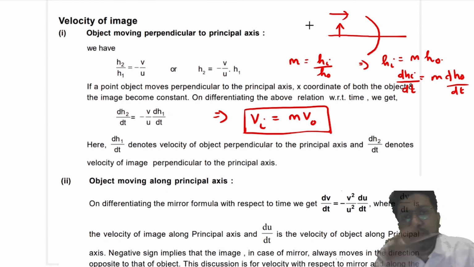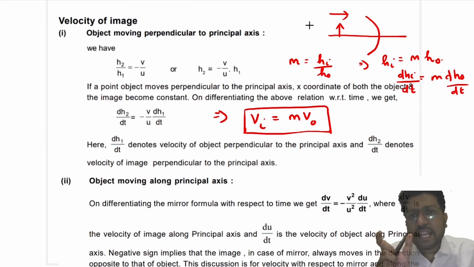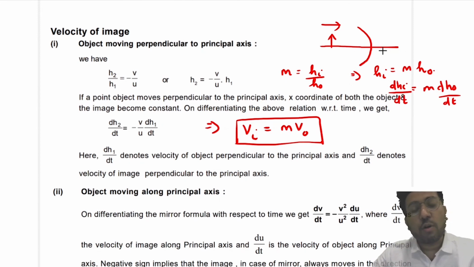But the second case is when the object is moving along the principal axis. When the object is moving along the principal axis, in that case, the value of u is changing. If the value of u is changing, that means value of v is also changing, right? So if value of u is changing, value of v is also changing. That means the value of m is also changing, right?